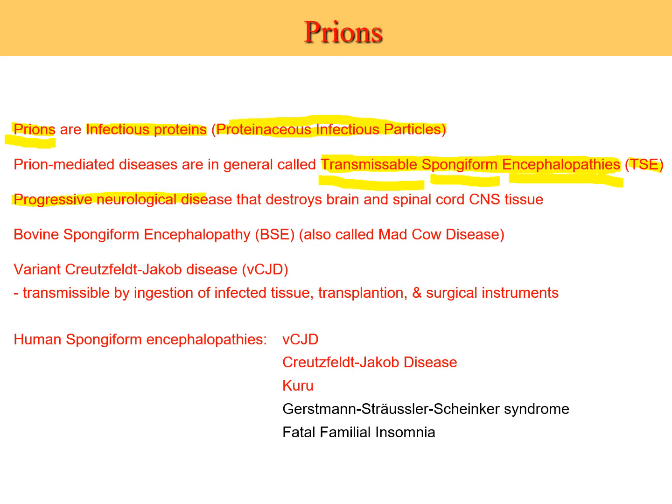So it is a progressive neurological disease that destroys the brain and spinal cord tissue of the central nervous system. This was initially identified as a problem and a disease in humans called variant Creutzfeldt-Jakob disease, or vCJD. It turned out that it was due to eating beef from contaminated beef cattle, which had bovine spongiform encephalopathy, BSE. This is also called mad cow disease. So the cows had mad cow disease, a prion-mediated disease, and were butchered and the meat sold to people. Some of those people came down with variant Creutzfeldt-Jakob disease, also a type of transmissible spongiform encephalopathy.